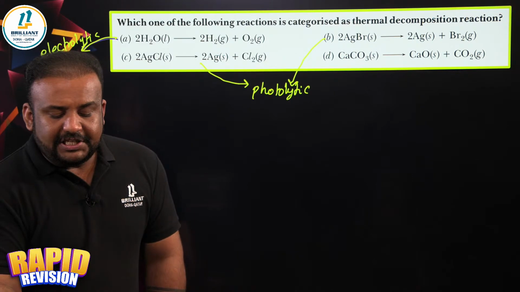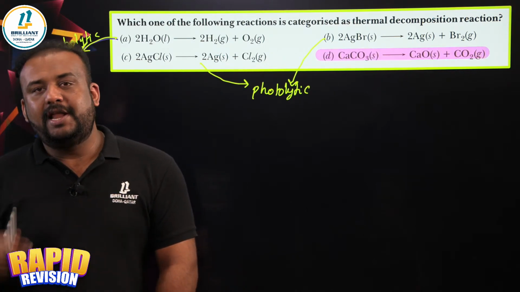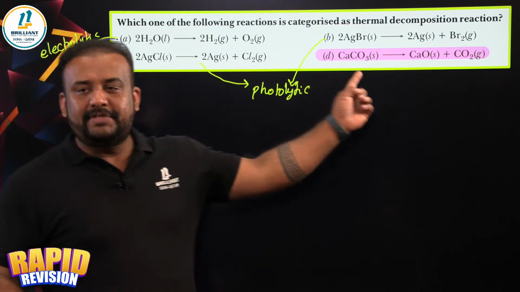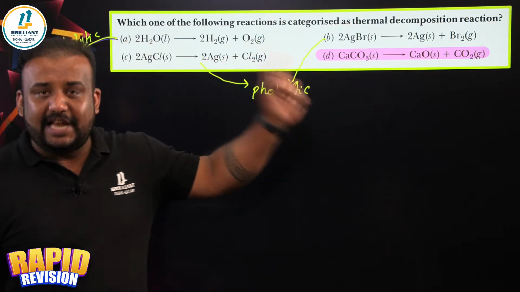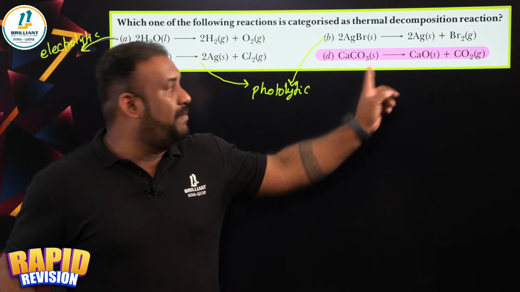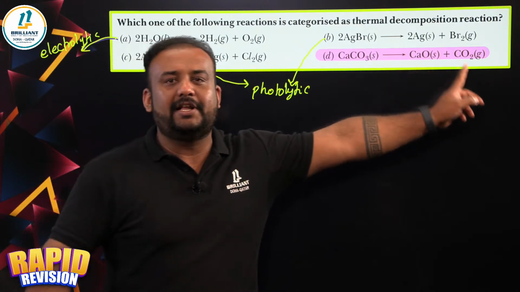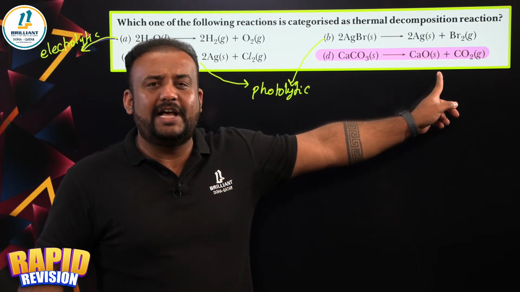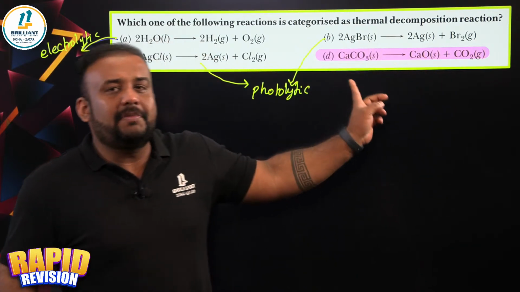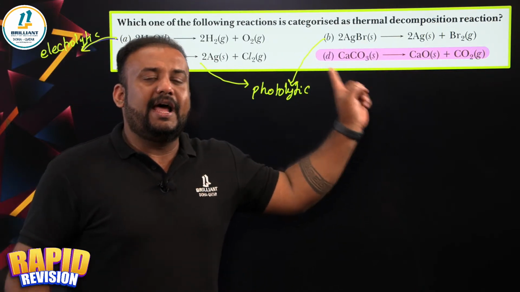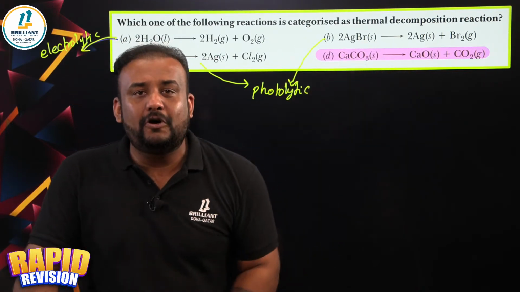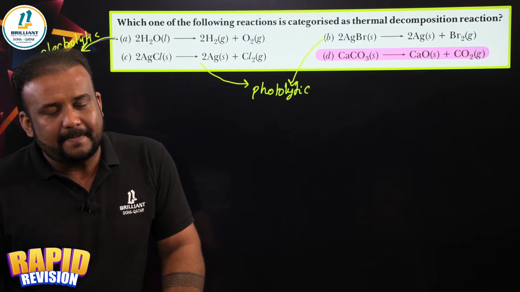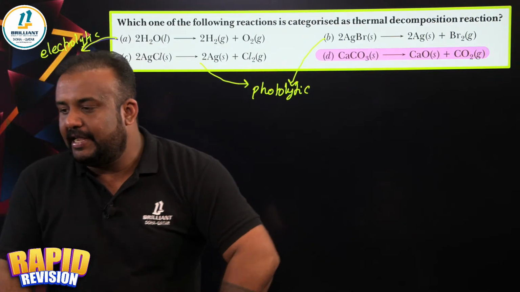Whereas decomposition of limestone. What is limestone? Calcium carbonate is limestone. Calcium carbonate breaking down into calcium oxide and carbon dioxide. Calcium oxide is also known as quicklime. Limestone decomposition is an example of thermal decomposition. So D is the right answer.